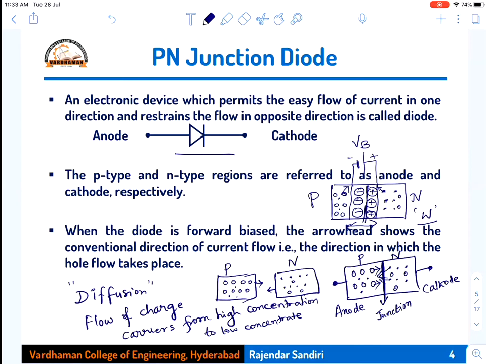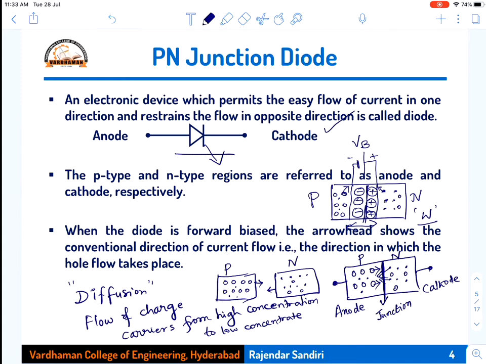This bar is actually the conventional flow of current. Generally, the flow of current depends on the fact that the flow of holes is opposite to the flow of electrons. So what happens here in the PN junction diode? Holes are moving from the P side to the N side. Electrons are moving from the N side to the P side. Therefore, the direction of the current is always from the P side to the N side. That's why the arrow is showing from anode to cathode. That is the symbol of the diode.